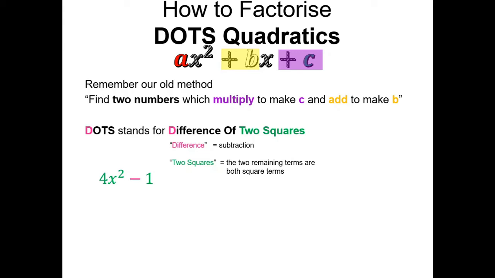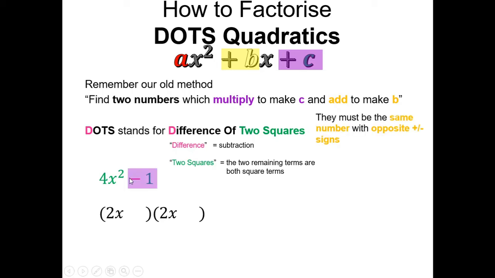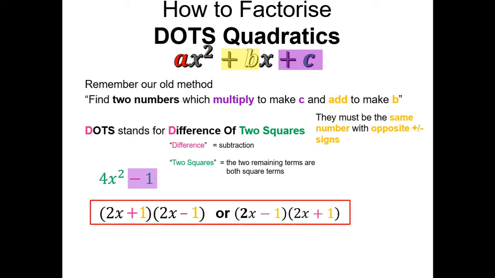The thing that multiplies by itself to make 4x squared, 2x times 2x makes 4x squared, right? 2 times 2 makes the 4, x times x makes the x squared. Now to get the last number in this bracket, a number that multiplies by itself to make 1, and the signs are opposite, positive 1 and negative 1, or negative 1 and positive 1. Order doesn't matter. Either one would be fine.